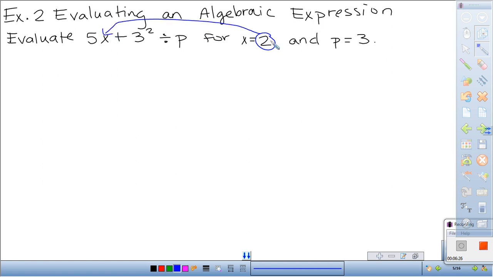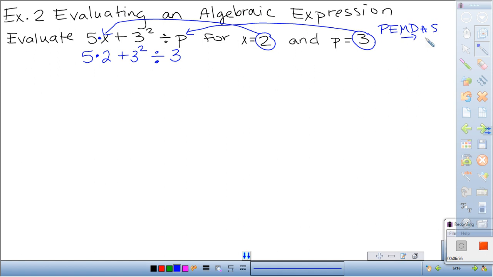that letter. So x is 2, so where there's an x, I'll put a 2. And p is 3, so where I have a p, I'll put a 3. And then we're going to substitute and solve. So I have 5. Now since this is 5 times x, I'm going to do 5 times 2 plus 3 squared divided by p, which is 3. And now we can just work our PEMDAS.